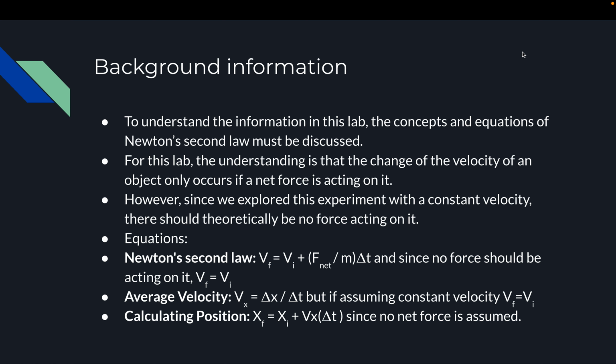Also, average velocity is equal to change in position over change in time. But assuming constant velocity, v final should be equal to v initial. There should be no change in velocity. And so if we're calculating position, the position final is equal to position initial plus velocity times delta t, since no net force is assumed.